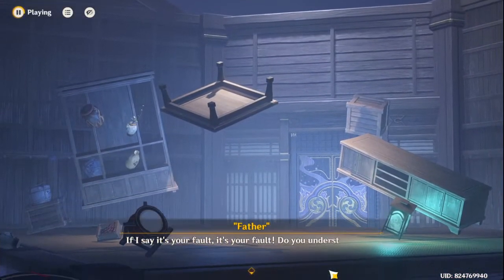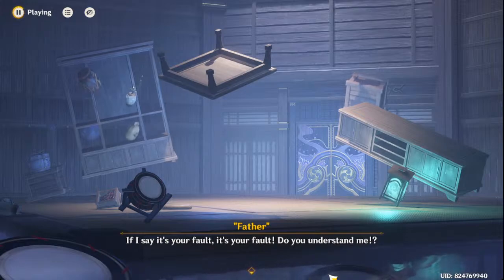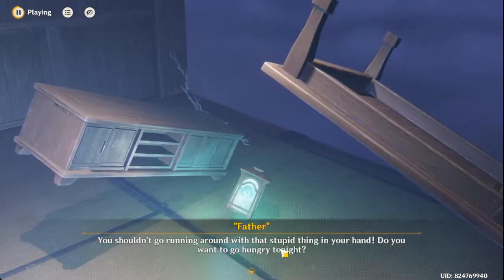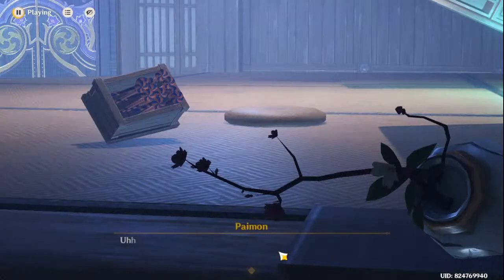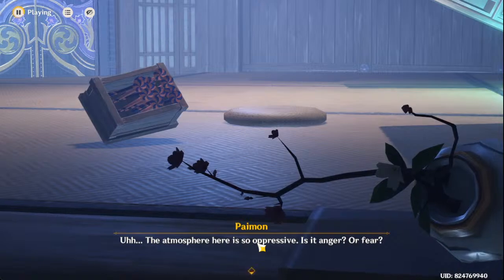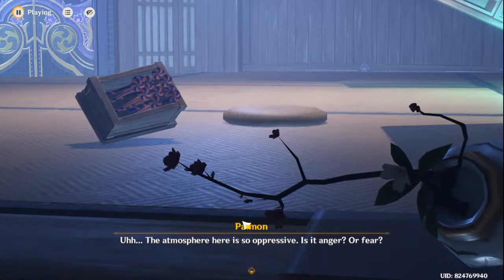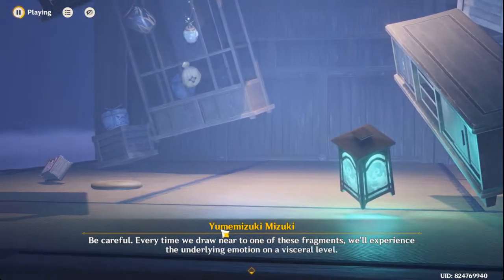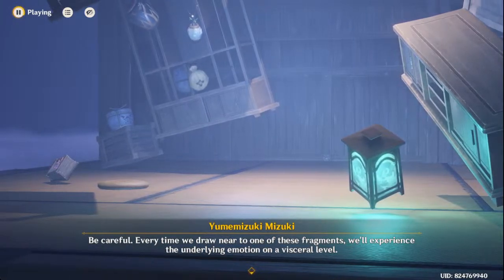If I say it's your fault, it's your fault! Do you understand me? You shouldn't go running around with that stupid thing in your hand! Do you want to go hungry tonight? Ugh, the atmosphere here is so... oppressive. Is it anger or fear? Be careful. Every time we draw near to one of these fragments, we'll experience the underlying emotion on a visceral level.